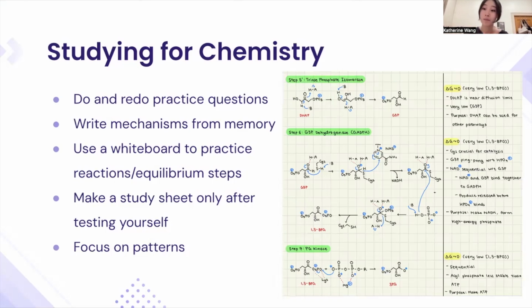I found that using a whiteboard is really helpful to practice reactions and equilibrium steps, and making a study sheet like this only after testing yourself. So trying to first write the mechanisms from memory before looking back at your notes.